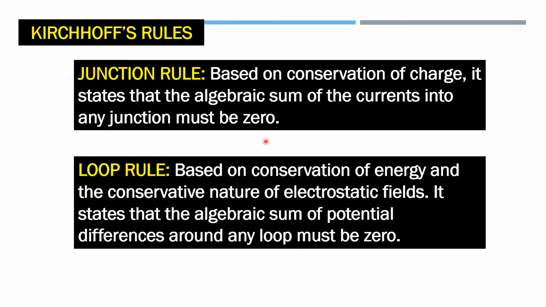There are two rules. The first is what we call the Junction rule, which is based on conservation of charge. It states that the algebraic sum of the currents into any junction must be equal to 0. And the other rule is what we call the loop rule, which is based on conservation of energy and the conservative nature of electrostatic fields. It states that the algebraic sum of potential differences around any loop must be equal to 0.